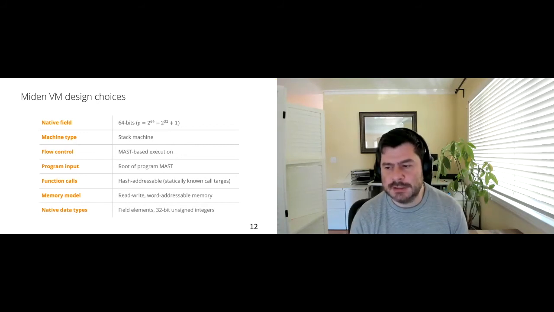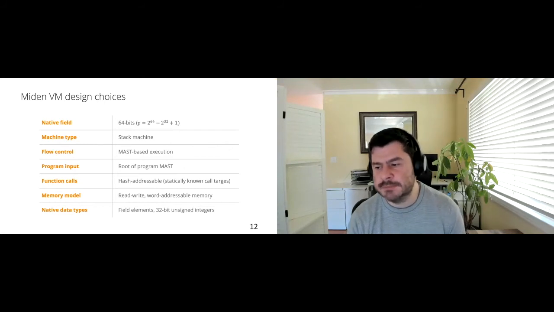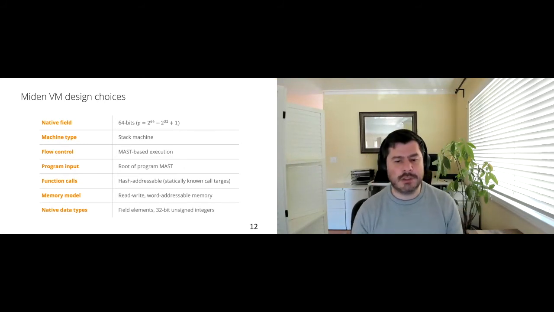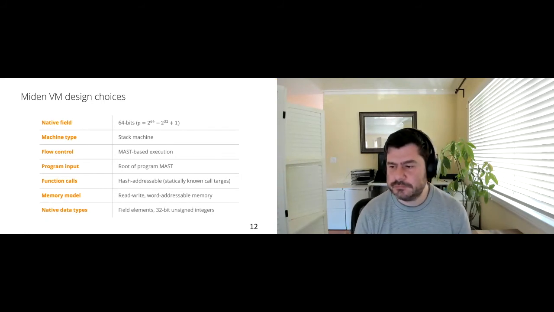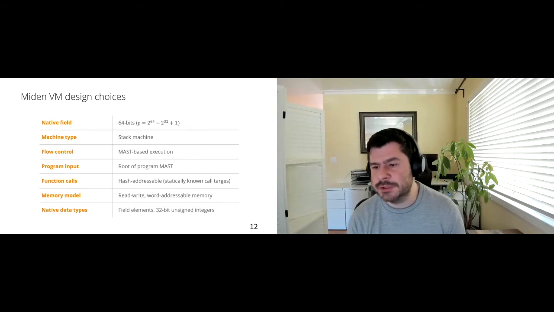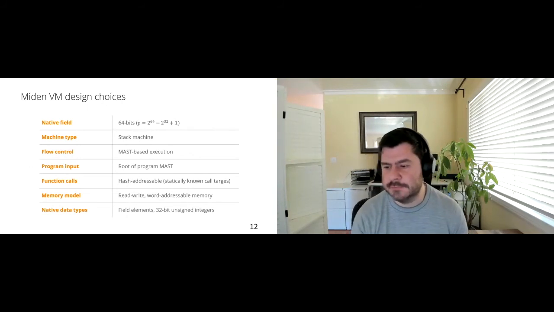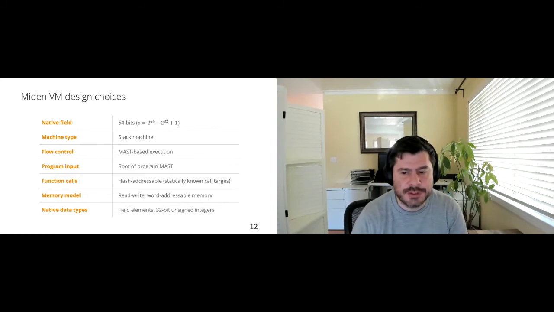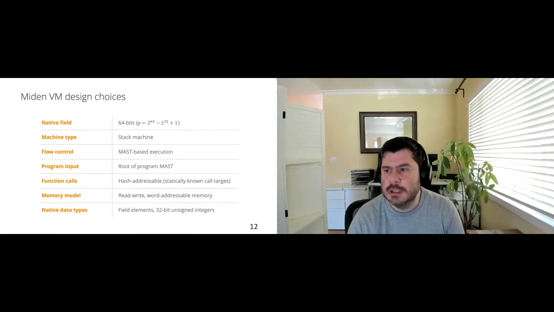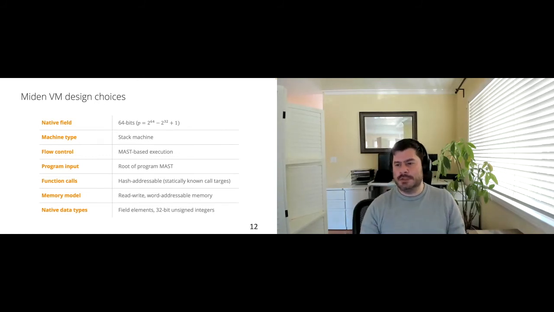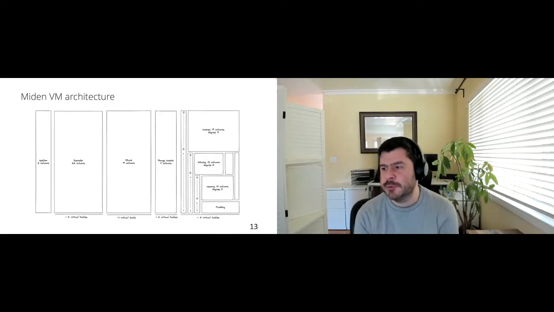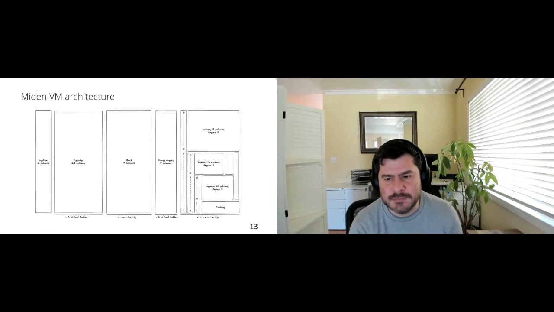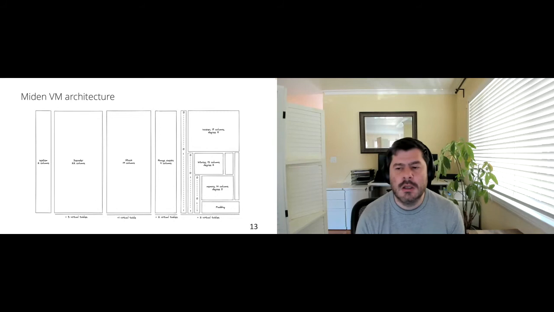And then native data types, as I mentioned, we have field elements, but at this point in time we also have regular 32-bit unsigned integers, which you can use, and we will probably add some additional data types down the road. But at this point in time, field elements and 32-bit unsigned integers are the core data types of the VM. All right. I know this is a complicated chart, and I'm not going to go into full detail of this, but this describes the architecture of this next version of the VM that is being developed right now.